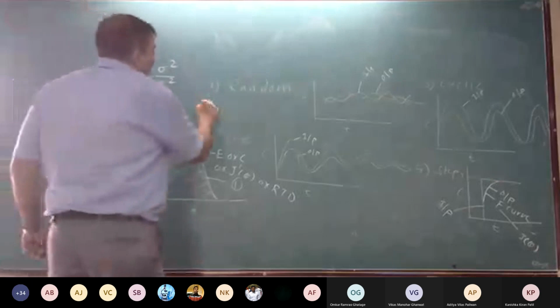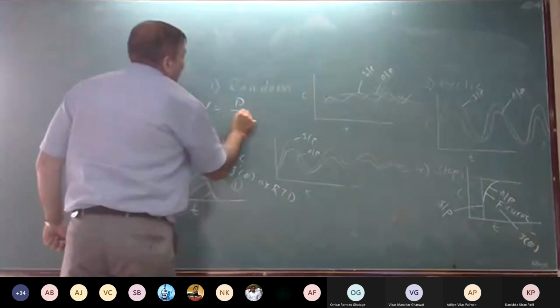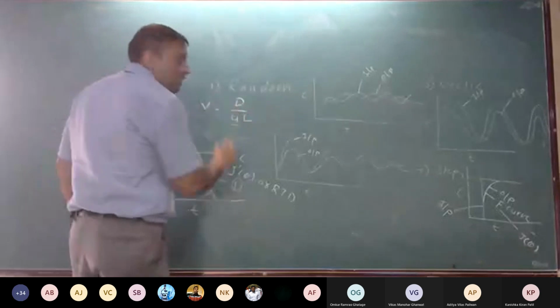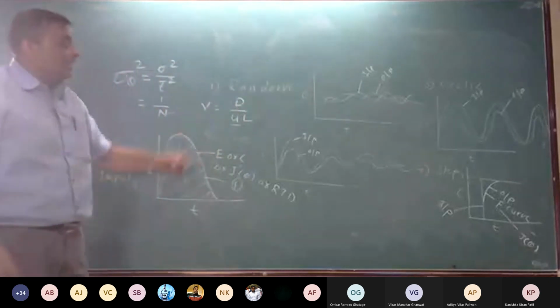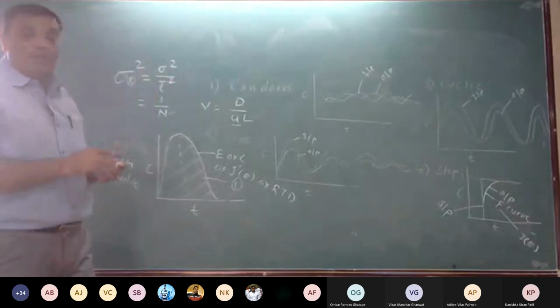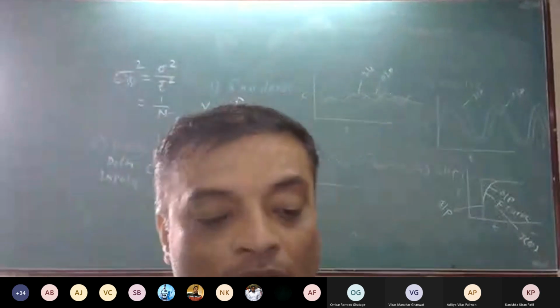The vessel dispersion number is equal to D bar upon U L, where D is the axial dispersion coefficient, U is the velocity of the flow, and L is the length of the reactor. So this diagram part and the formula part is more. In the next lecture I will start with the derivation. Just 1 minute I will give you for questions and answers. If you have any questions, ask.